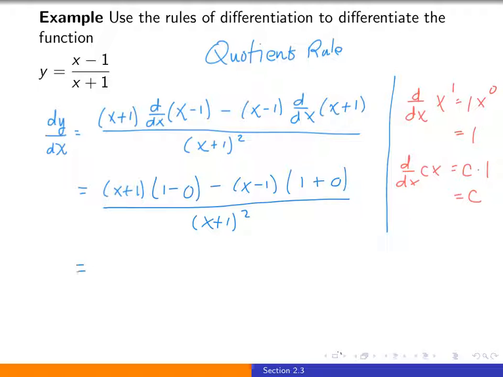Let's go ahead and do a simplification here. In the top we have (x + 1) times 1, so the first term is x + 1. We're subtracting away from it (x - 1) times 1. When that minus sign distributes, it's going to be a minus x plus 1. So the positive x and the negative x cancel, and we are simply left with the number 2 in the numerator.